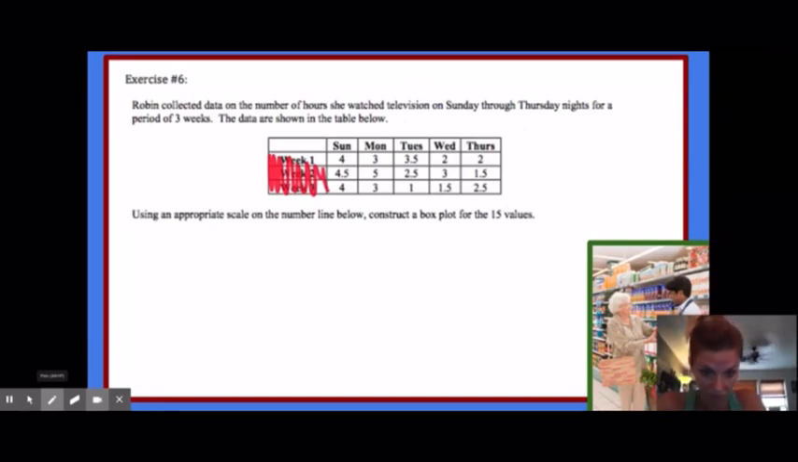So there is what? 15 numbers here. 1, 2, 3, 4, 5 times 3. Yeah, 15. So let's hope I don't mess this up.